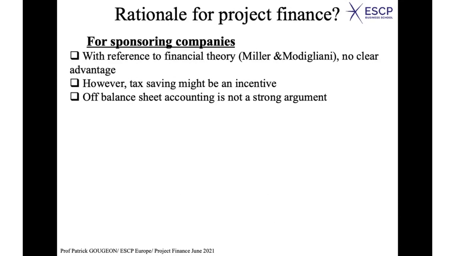Why? Because you know that the accounting rules have changed. You've heard of IASB accounting rules, okay? And now, strictly speaking, if you follow the rules which apply today in international accounting, if you have a significant partnership in the SPV, then you will have to show your liabilities in this SPV also in your balance sheet. So the off-balance sheet accounting is no longer a relevant argument, even though it used to be an argument in the past.